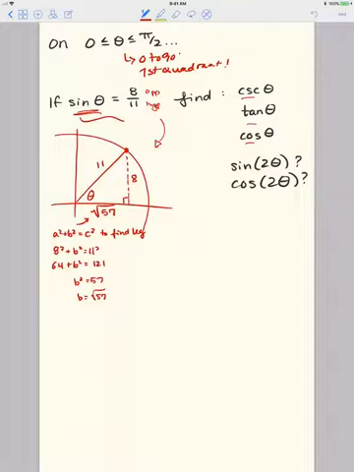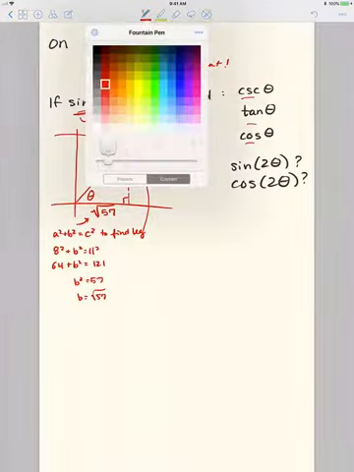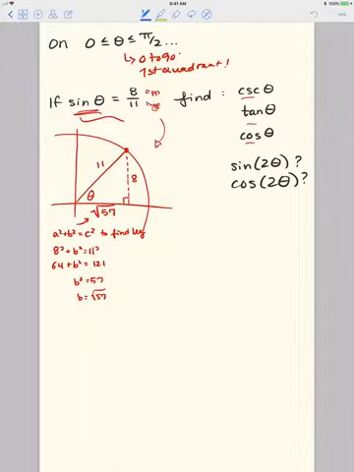So now that we have that other side, we could find cosecant. It wouldn't actually be that hard to find, because cosecant is simply the reciprocal of sine, which we already have. So cosecant would just be 11 over 8, or hypotenuse over opposite in this right triangle figure.